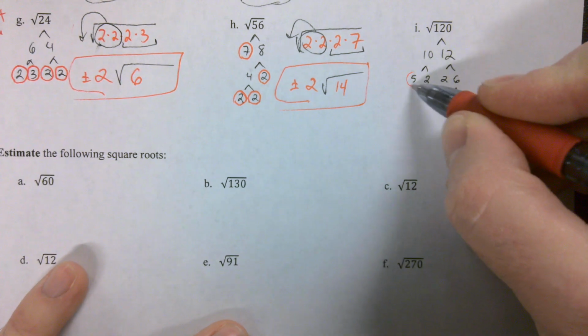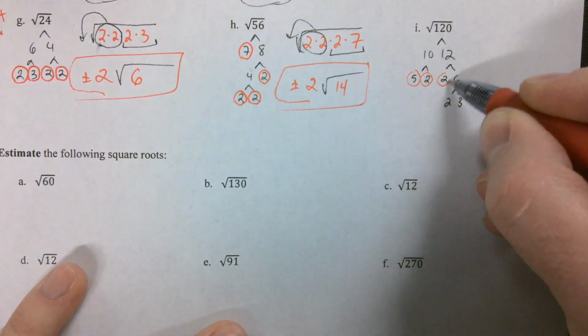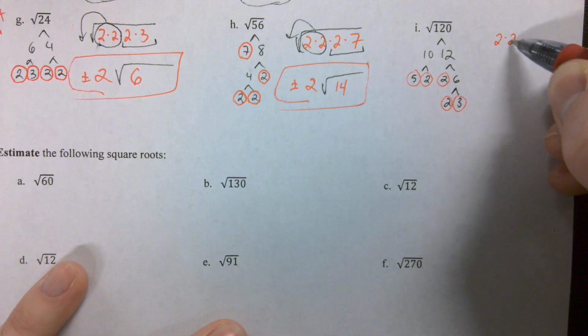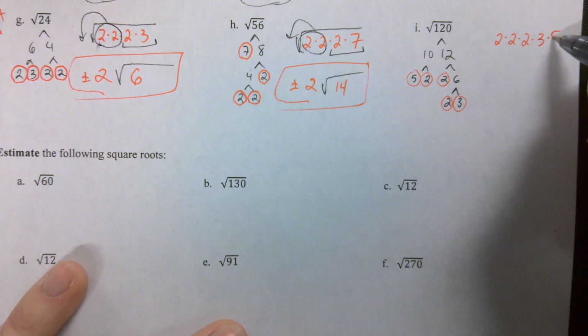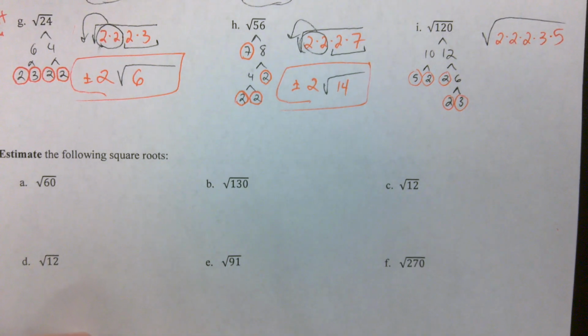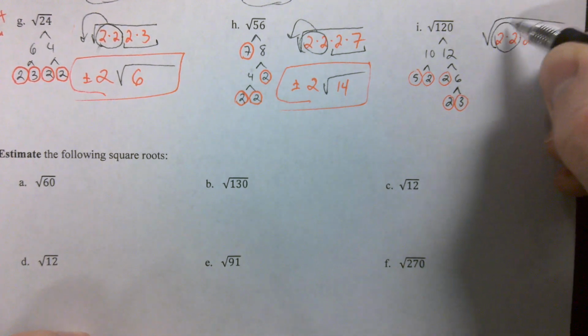I'm going to circle up my 5, my 2, my 2, my 2, and my 3. 2 times 2 times 2 times 3 times 5. I got a lot of factors in there. What can I circle up and bring out in front? Pair of 2s.